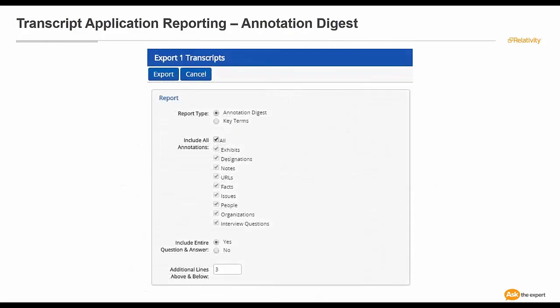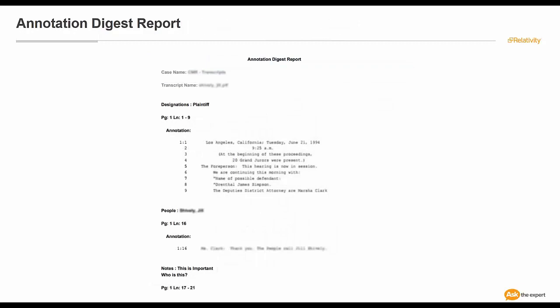And then if you're looking to or have the need to generate a report, we do have 2 different reporting options. First, I'll talk about the annotation digest, where if you're looking to include any of the work product that has been done on this transcript, you can choose to link those all right there. You'll also have options to include the entire question and answer pair, or modify the amount of information that you're including above and below the particular item that is linked there. So here's just a quick example of what that looks like.